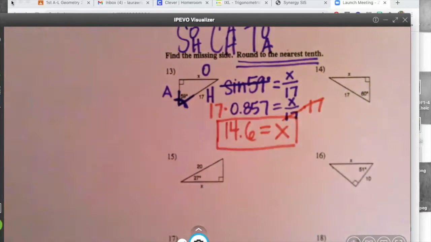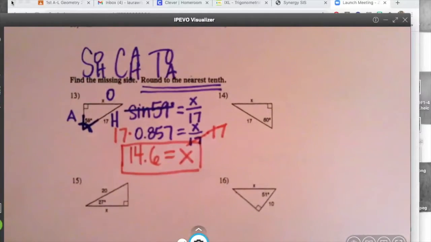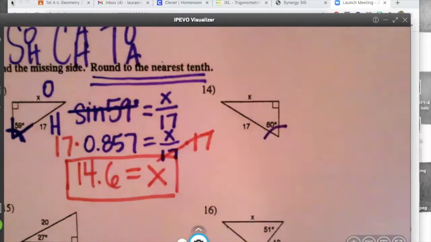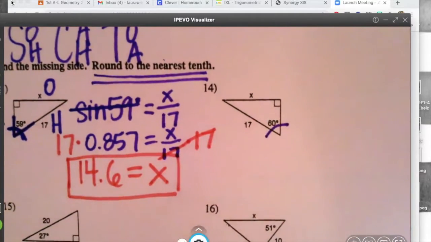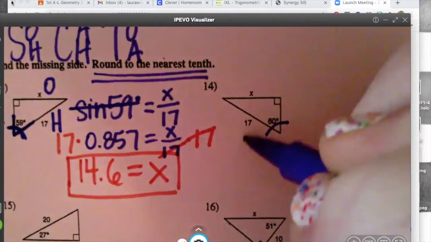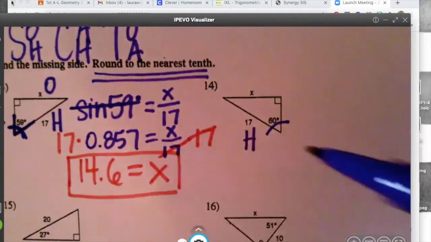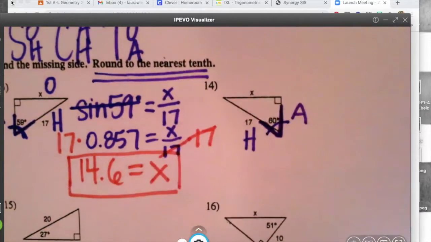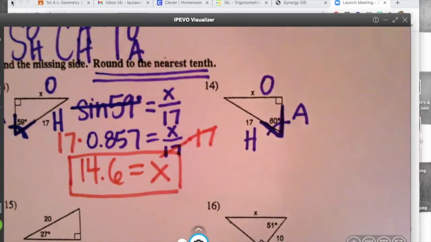Let's look at number 14. So which angle are we using? How many degrees is it? Good. So let's mark that, and then we're going to mark our hypotenuse and our adjacent and our opposite. 17 is the hypotenuse. Trace the angle to find the adjacent, and then the opposite's over here. Which side am I trying to find? Opposite, adjacent, or hypotenuse? Good. Trying to find the opposite.